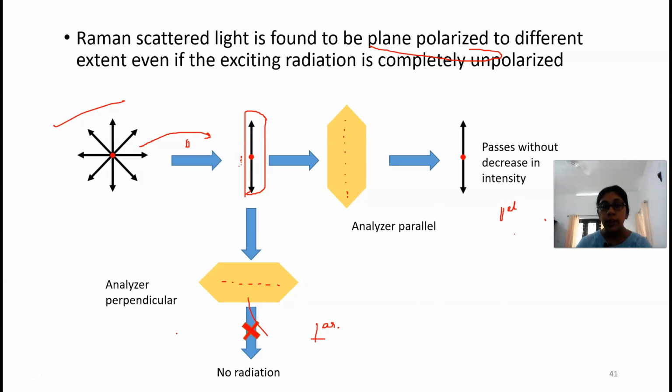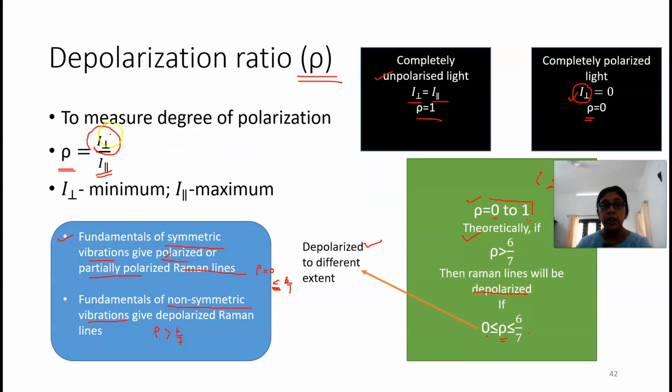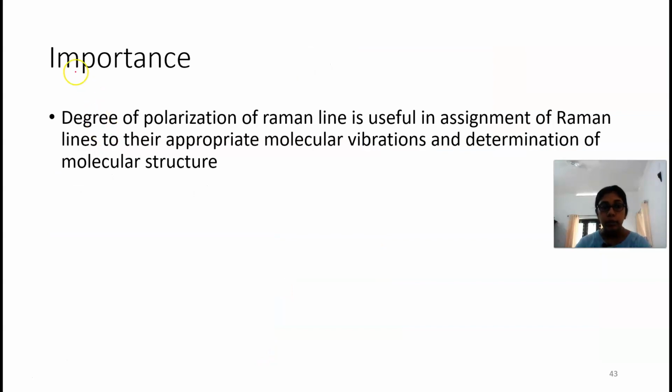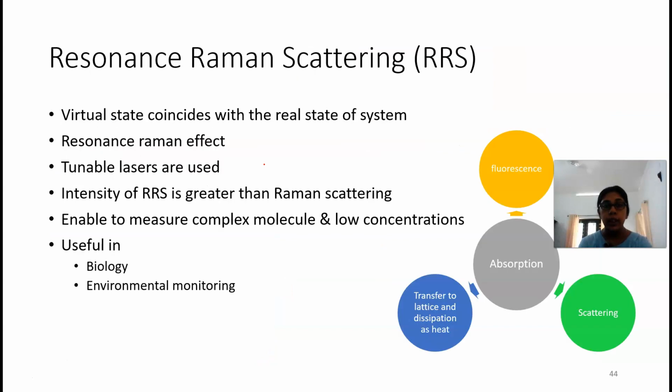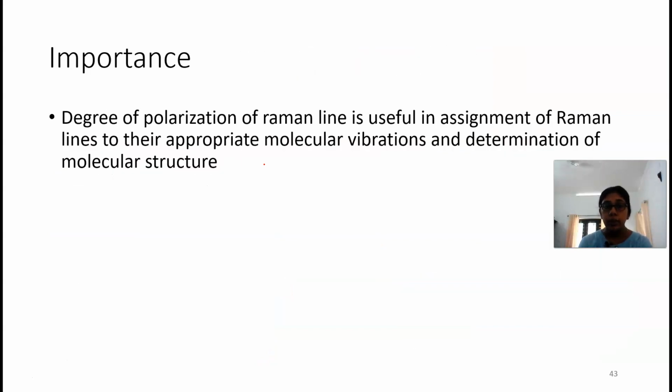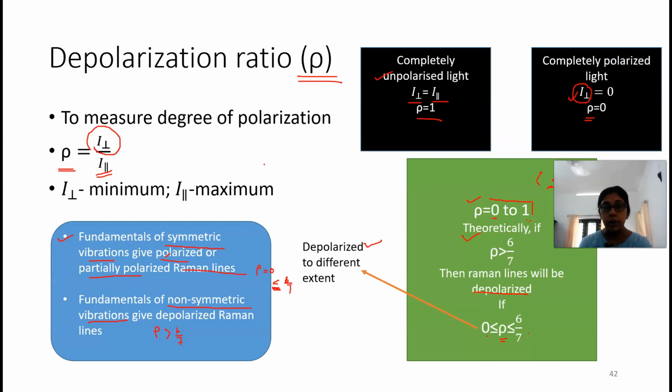suitable analyzer, and the depolarization ratio will be giving you some idea regarding the molecules, and its importance is the degree of polarization of Raman lines is useful in assessment of Raman lines to the appropriate molecular vibration and determination of molecular structure. You can say whether it is a symmetric vibration or non-symmetric vibration depending on the depolarization ratio. So that is the importance regarding the depolarization ratio in Raman spectroscopy.